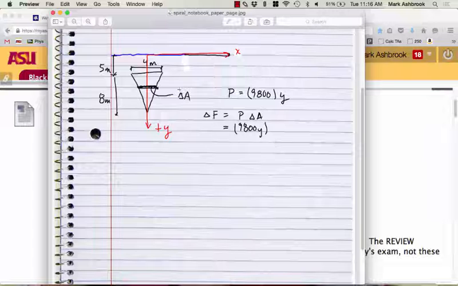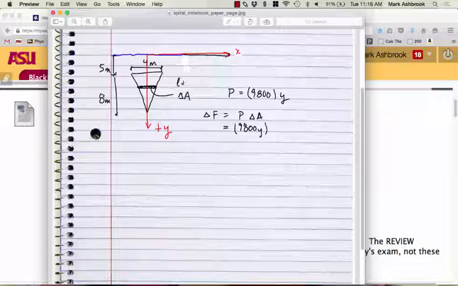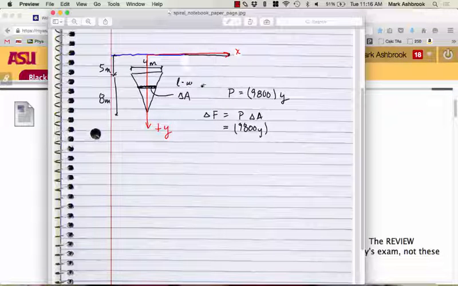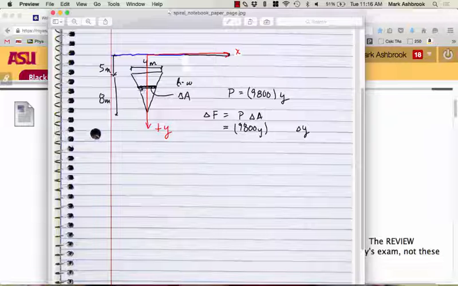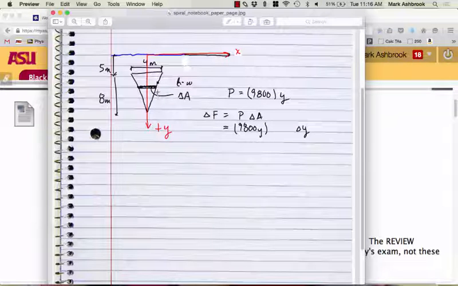And what's the little bit of area? What's going to be length times width? Y over 2. So what is length, width times height, I guess. So the height is going to be delta y. And the width is going to be x. You gotta find out what's that. 2x.